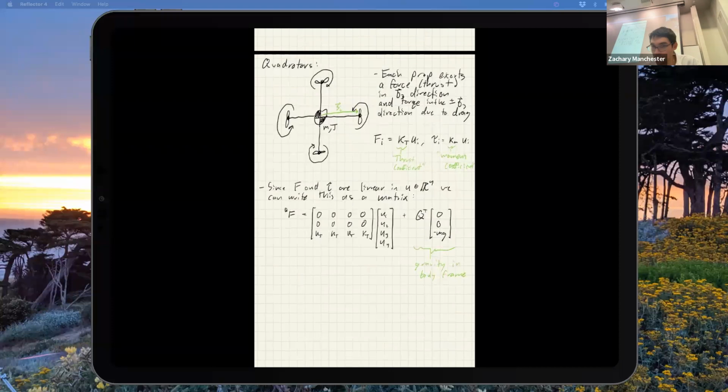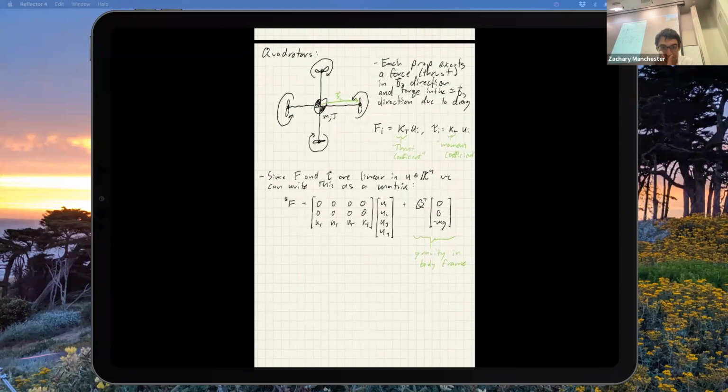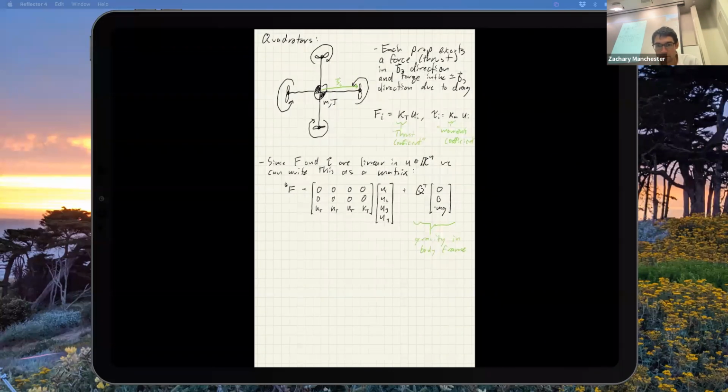Okay, and then we've got to get the torques. We get both this prop torque in the z direction from drag on the propeller blades, and we also get this cross product term because the prop is offset from the center of mass by these s's. So we're going to get an s cross f thing.